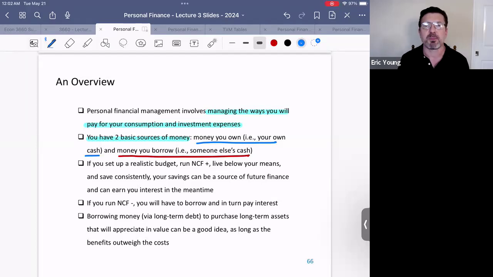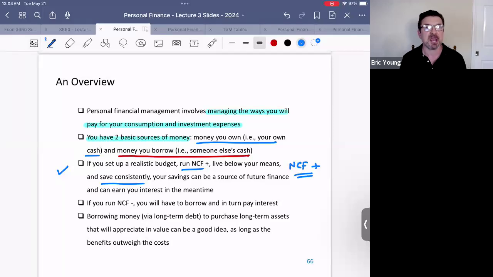This sort of leads to a couple of ideas that tie back into earlier concepts from the opening lecture. It's really important that you train yourself and discipline yourself to live below your means and to run net cash flow positive. If you can set up a good budget, have some fiscal discipline, live below your means, and run net cash positive, you're going to be able to save money. That's the key. Running net cash positive, spending below your income, living below your means, it leaves you free cash flow that you can then save.